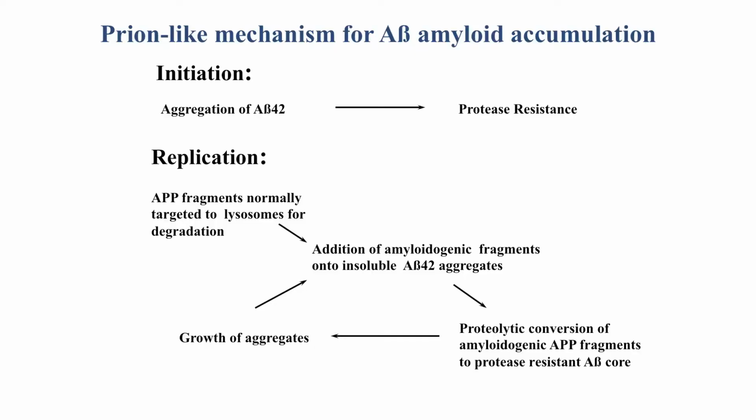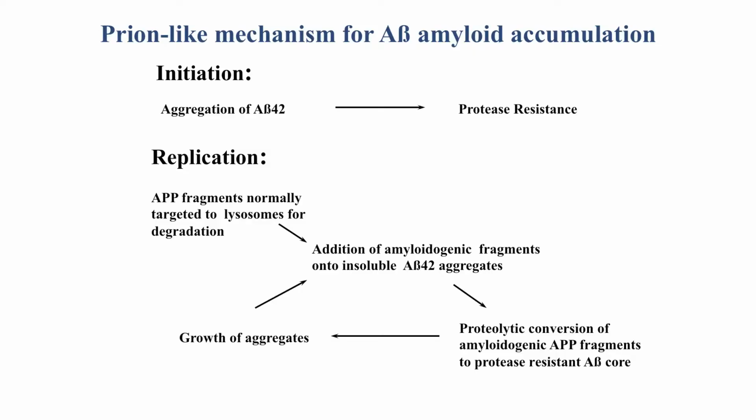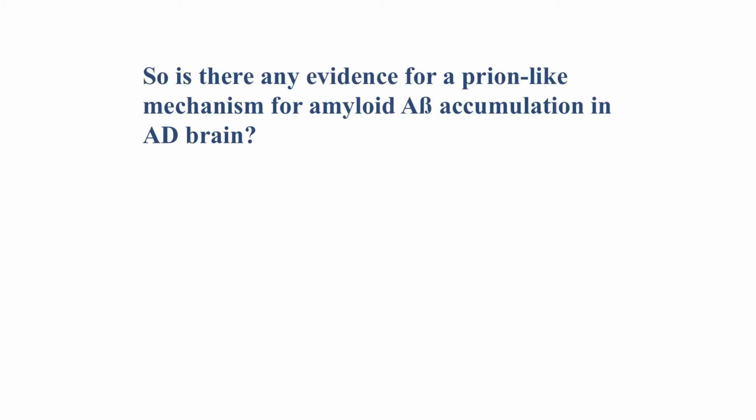So the way this then works is once this is nucleated, then the APP fragments that would normally be degraded will add on to the end of these aggregates and extend them by one polypeptide. And then the cell will digest away the parts of the amyloid precursor protein that it can, and it will leave behind the APP molecule. And then this leads to the growth of aggregates. So what I want to get to is, is there any evidence that that actually goes on in the human brain?